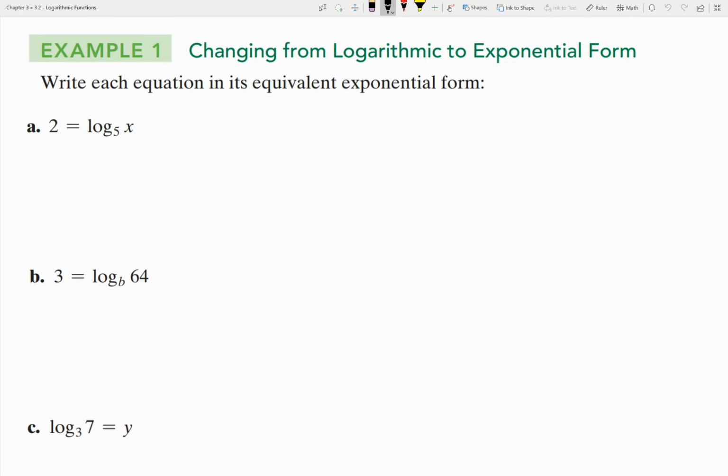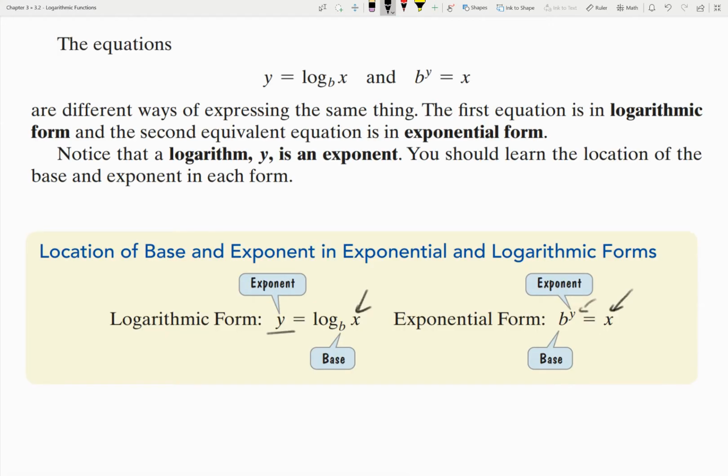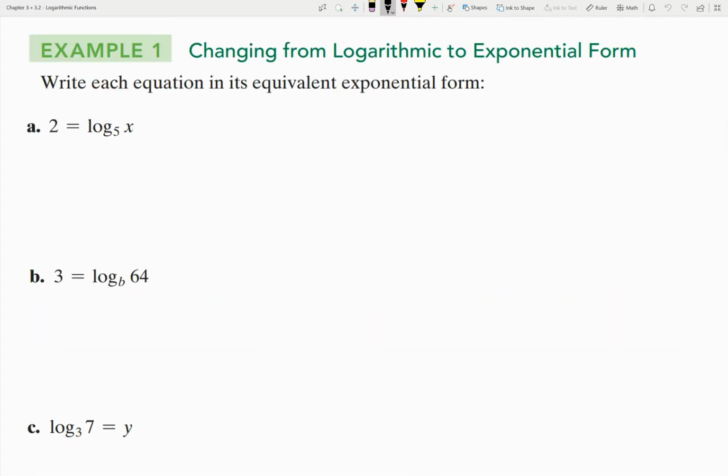Let's change each of these equations into its equivalent exponential form. So to back up for a second, in exponential form, just notice where all the pieces are. Okay? So in exponential form, the base is 5. Answers to logarithms are exponents, and it is equal to the part inside the logarithm. The base is b. The answer to a logarithm is the exponent, and that's equal to 64.